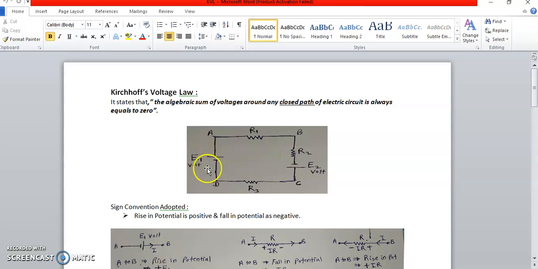In this circuit, two sources of EMF are there and three resistances are there. As this is a closed path, current will flow through this circuit. Therefore, current flowing in resistances R1, R2 and R3 causes potential across R1, R2 and R3. Therefore, in this closed path, there are a total of 5 potentials present, and according to Kirchhoff's voltage law, the algebraic sum of all these potentials equals 0.